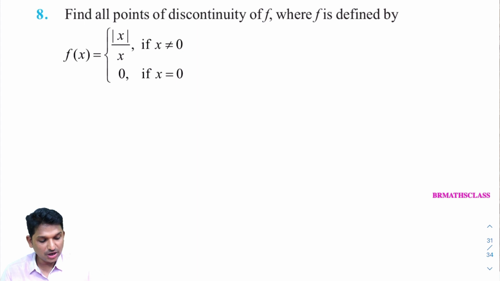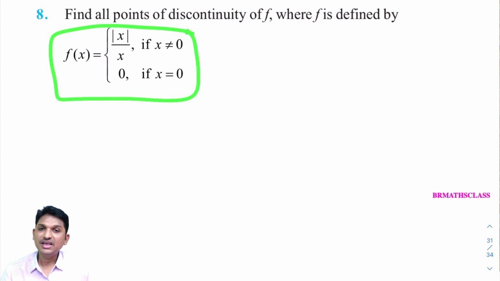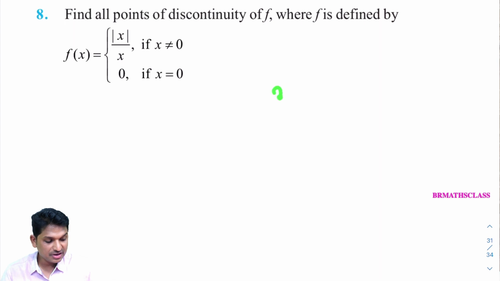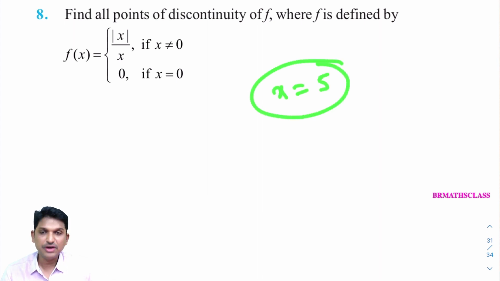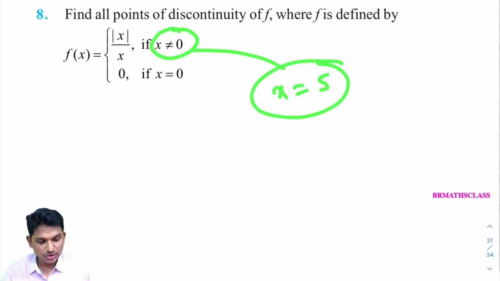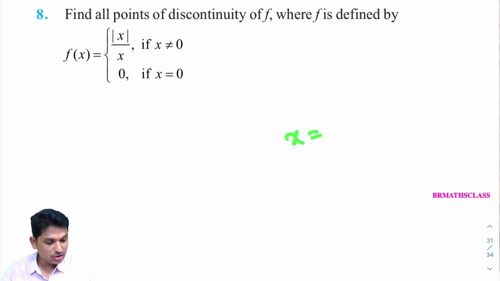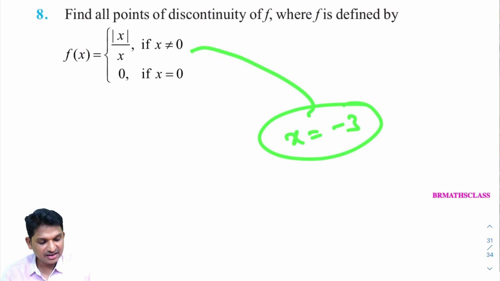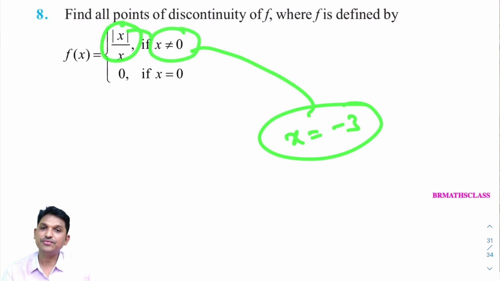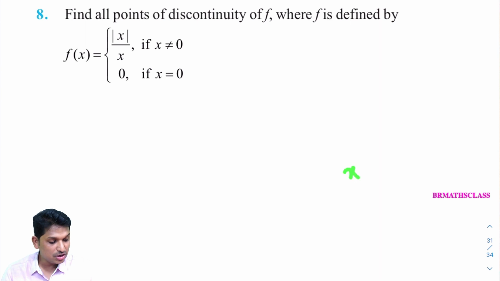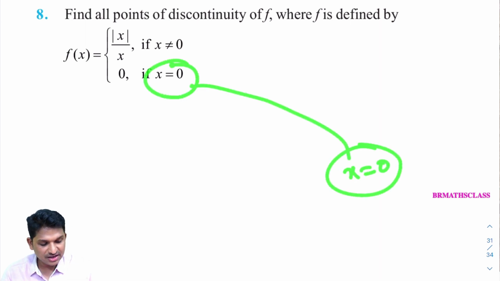What I'll do now, first thing, what is the domain of this function? Is this function defined for all real numbers? Suppose I check x equal to 5. Which function to choose? 5 is not equal to 0, correct? Then we need to choose the first function. Okay, x equal to minus 3. Minus 3 is not equal to 0. In that case, we need to choose the first function. Okay, x equal to 0. Which function to choose? When x equal to 0, we need to choose the second function. F of x is 0.